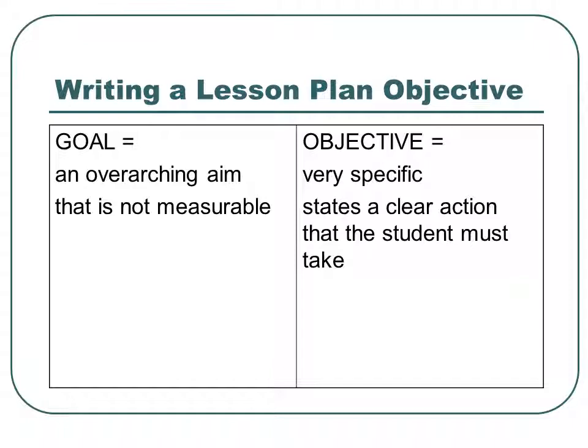One of the biggest challenges for the pre-service teacher is to learn the difference between a goal and an objective. When writing a lesson plan for a critical assignment, you will be graded on how well written your objective is, so you need to be sure that you are truly writing an objective, not a goal. An objective is very different from a goal. A goal is an overarching aim that is not measurable. An objective, on the other hand, is very specific and states a clear action that the student must take.